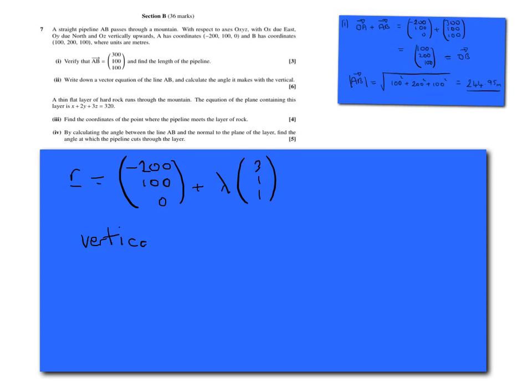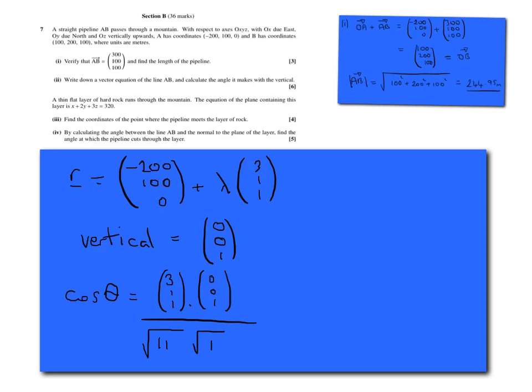The vertical direction neither moves in X or Y, but only moves in the Z direction. This gives us a vector of (0, 0, 1). We will now use the dot product rule to find the angle between (3, 1, 1) and (0, 0, 1).